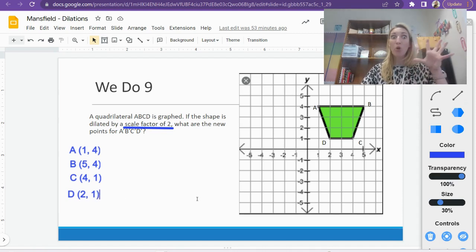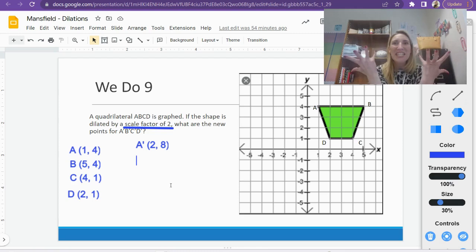It means that I am multiplying all these numbers by 2. And then I am going to figure out my A prime, and all of the other prime points. So A prime: 1 times 2, 2. 4 times 2, 8. That's it. A prime is done. I'm ready for B prime.